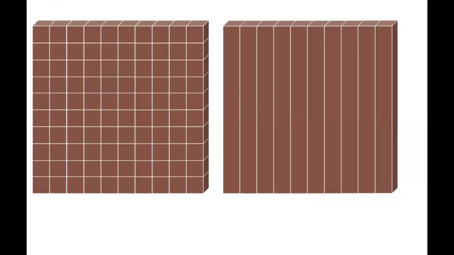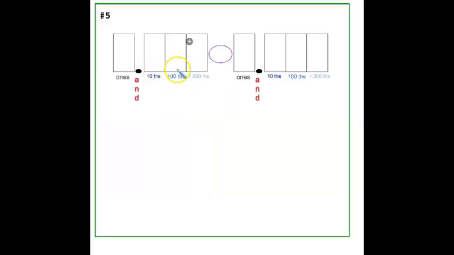How big do you think the pieces would be if I cut this candy bar into 1,000 pieces? Would it be bigger or smaller? Those pieces would be much smaller if I cut this thing into 1,000 pieces. This is only 100. So we know that hundredths are smaller than tenths. Thousandths are smaller than hundredths. Thousandths are the smallest piece we're working with right now.